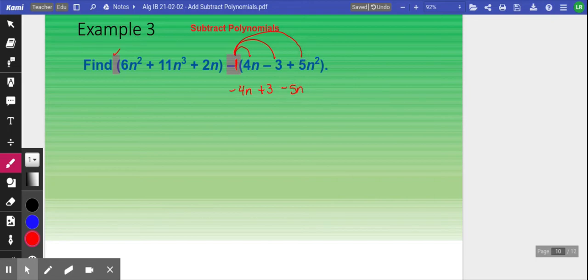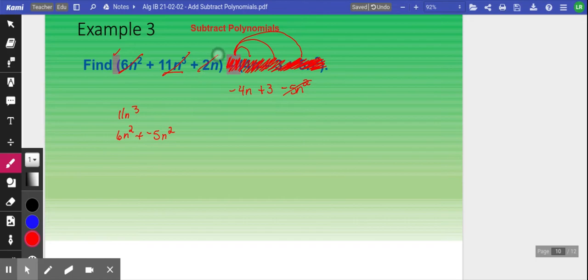Excuse me. And again, I like to cross this off because I don't want to accidentally include that when I combine my like terms in a second. Let's look. The biggest exponent here is the n to the third. So I have 11n to the third, and that's the only one of its kind. We have our n squareds. So we have 6n squared plus negative 5n squared.